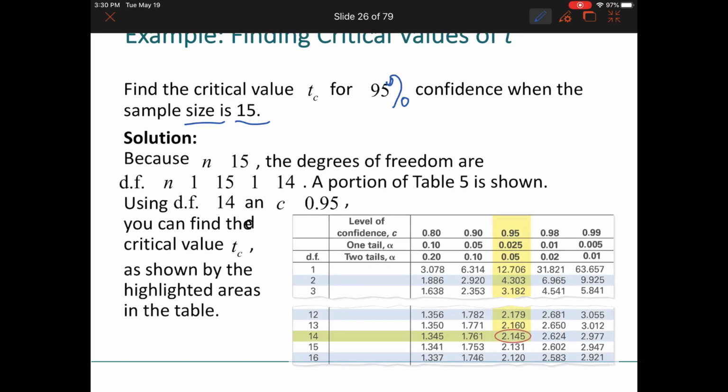So we'd like to find the critical value t for a 95% confidence interval. This just asks us to use the table. Sample size is 15. Notice that's n. So we have to calculate n minus 1. Not very difficult. We get 14, amazingly enough.